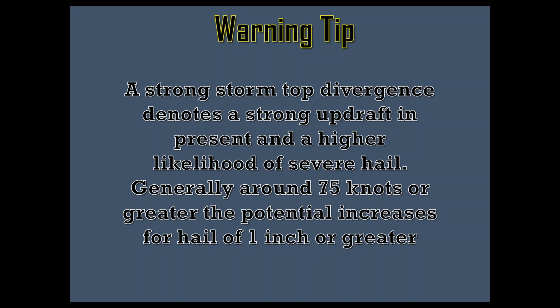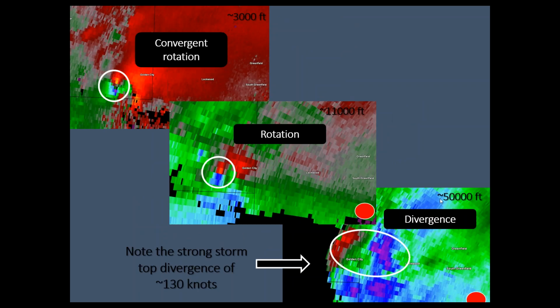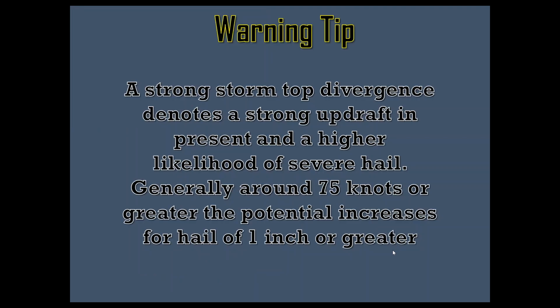Here's another big takeaway: the stronger storm top. Storm top divergence. How would you even find that? You generally would want to look in the bottom right hand corner, go to the very top scan of the storm, and go to the velocity on it. In this case, it's about 50,000 feet, probably an 8 to 10 degree slice. What you would want to do is calculate the highest value of the red and the highest value on this side, and divide them. That gives you the storm top divergence. If you have around 75 knots or more, then the potential for hail goes up.